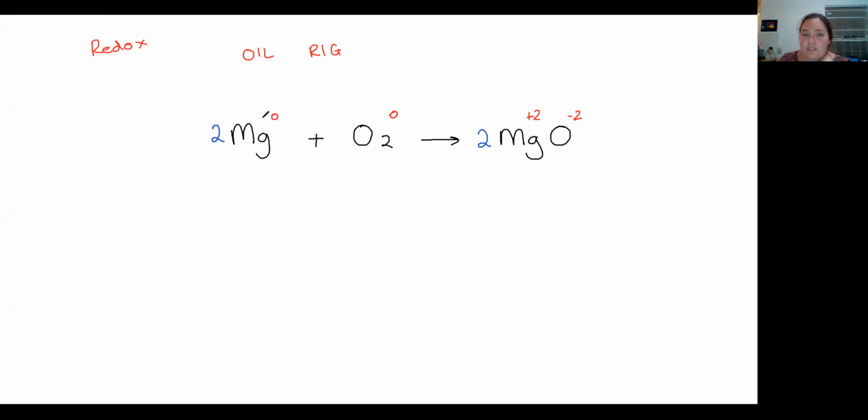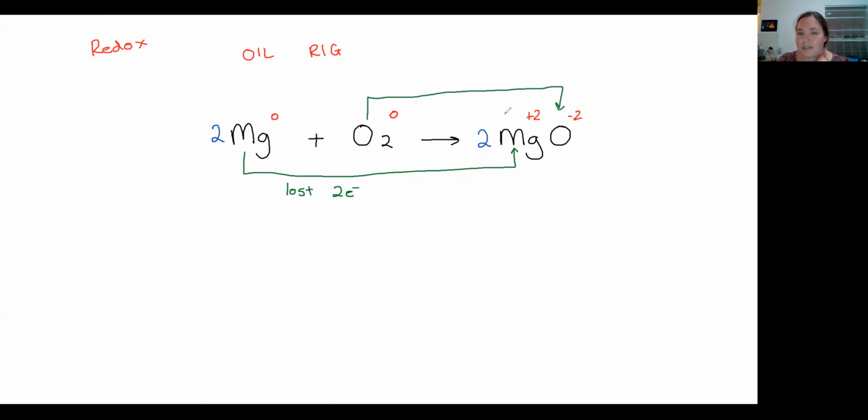If magnesium starts with a number of 0 and goes to a number of 2+, it has lost 2 electrons, okay? Because electrons are negative, and when you lose negative electrons, your oxidation number becomes more positive. If we look at oxygen, oxygen has gone from 0 to 2-, so it has gained negative electrons, okay? And we're not even going to specify exactly how many electrons it's gained. This is a redox reaction.